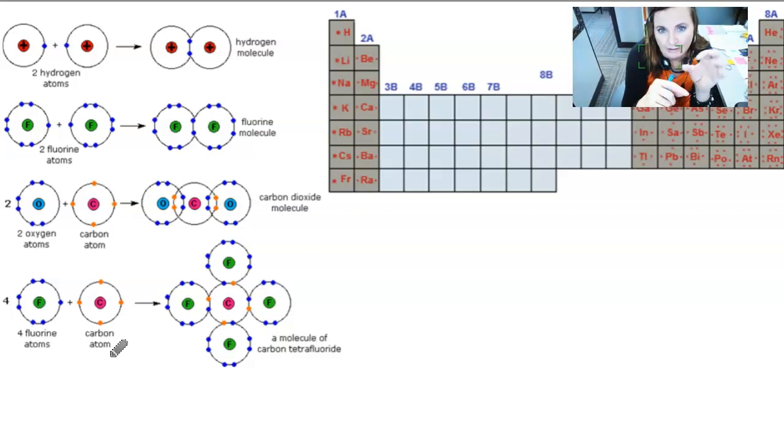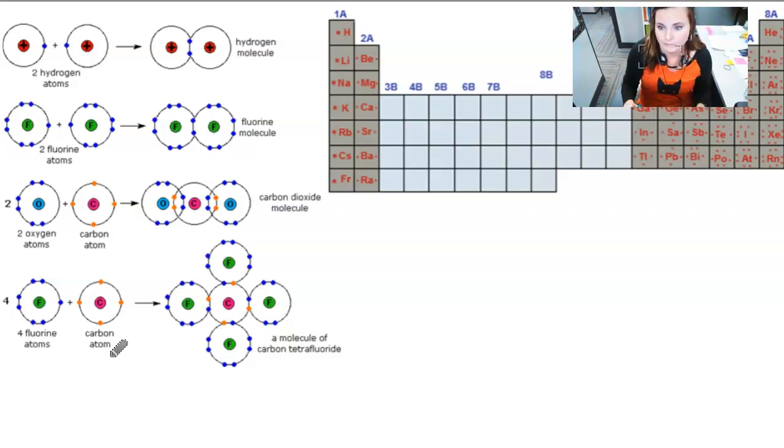Hydrogen, that first energy level, only holds 2 electrons. So hydrogen doesn't need 8. It only needs the 2 to be stable, because that first shell's maximum capacity of electrons is 2. So it's kind of an exception here, but it's just such a small atom. So it only needs 2 for hydrogen. The rest of them will need 8.